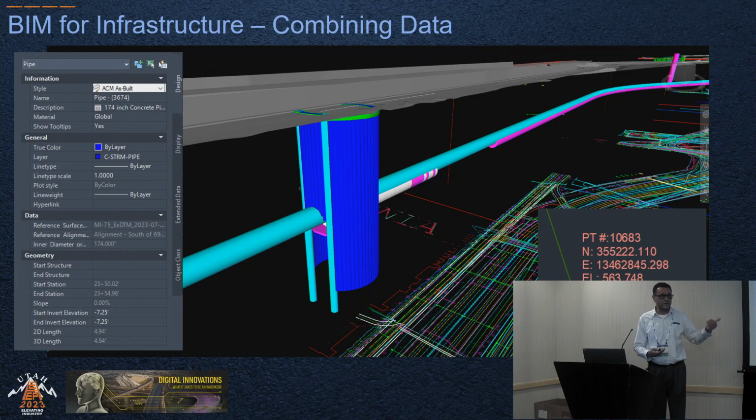This project was done using Bentley and Autodesk software. Michigan is a Bentley state. We had to get an exception. I told them, I cannot do what you're asking unless I can utilize both systems. So it's GEOPAK and Civil 3D.